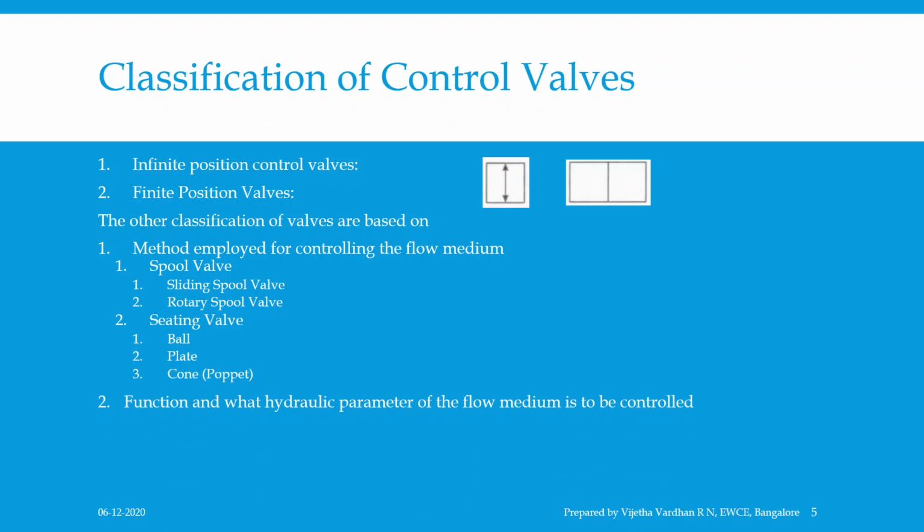And coming to the function, that is, what hydraulic parameter of the fluid medium is going to be controlled, we can call it direction of flow, pressure of flow, and quantity of flow, that is the discharge or the flow rate, as well as to stop flow or to allow the flow in one direction only. The control of pressure, flow rate, and direction of flow medium are of prime importance in the majority of hydraulic systems. The name of the valve body depends on the primary hydraulic energy parameter to be controlled. Based on this, we can call them direction control valves, pressure control valves, flow control valves, and check valves.